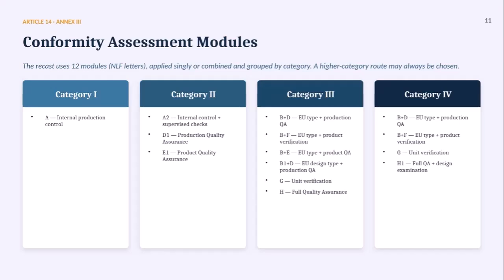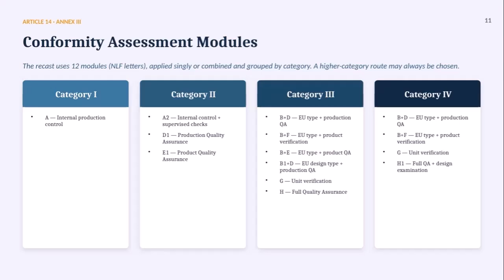Category 3 brings in modules that combine type examination with quality assurance steps. For example, B+D combines EU type examination with production quality assurance, while B+F links type examination with product verification. Other combinations like B+E or B1+D include product or design quality assurance. Module G handles unit verification, which means each product is individually checked, and H covers full quality assurance, a comprehensive approach ensuring all aspects meet standards.